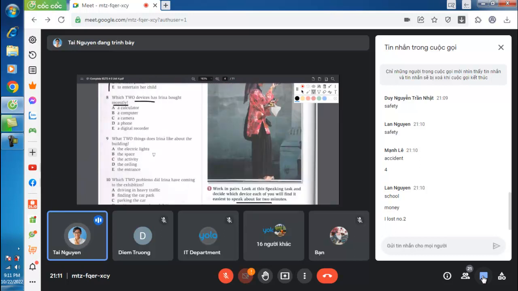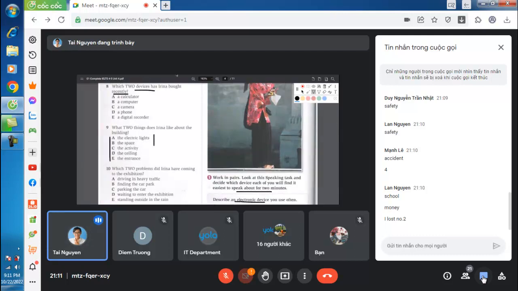Two things she likes about the building. You guys understand all of the words here? You understand all of them? You know the ceiling? The ceiling? Look up. That's the ceiling. Okay?